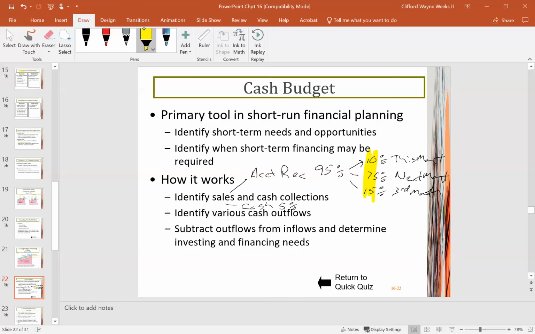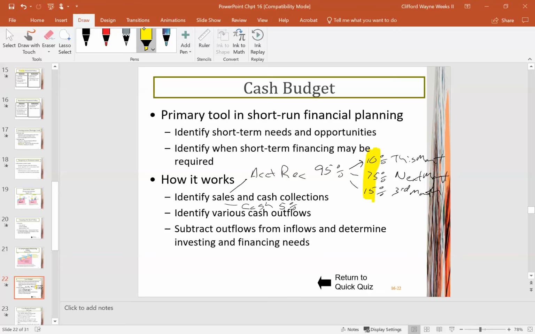But if you think about March, we are also collecting 75% of February's sales in March, and we're collecting 15% of January's sales in March, because we're just using these assumptions, is the word I was looking for. Assumptions that we have made. And so when it comes to outflows, when we buy something, how many ways can you buy it?